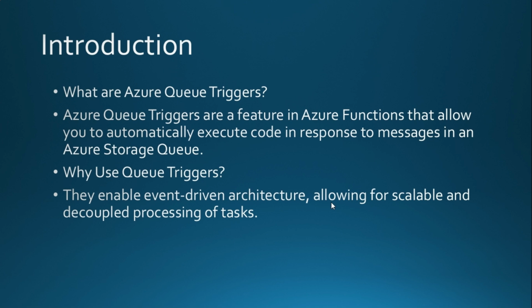So let's understand what is an Azure queue trigger or queue trigger. Basically, queue triggers are a feature in Azure Functions that allow you to automatically execute code in response to messages in an Azure storage queue. Why use queue trigger? They enable event-driven architecture, allowing for scalable and decoupled processing of tasks. It also gives you an asynchronous mechanism of communication.